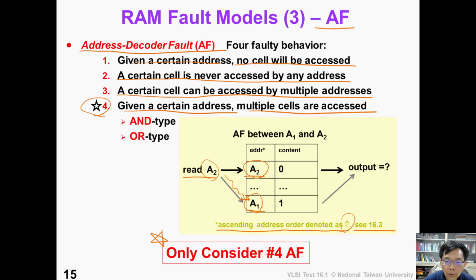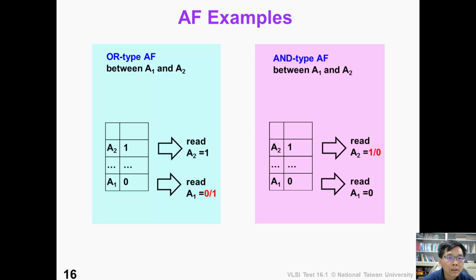And now back to the example. Suppose we have this 4, but the contents of A1 and A2 are different. So what would the output be? Turns out there are 2 types of address decoder 4, N-type and OR-type. This slide shows 2 types of AF.